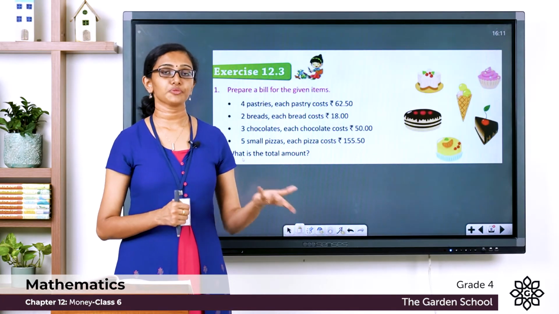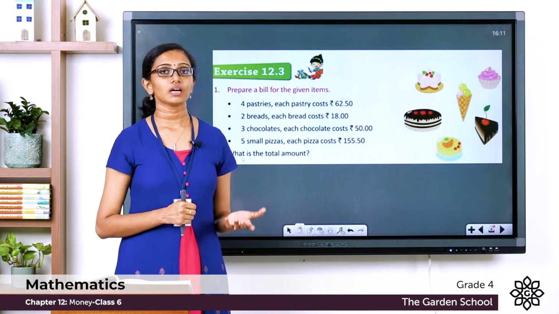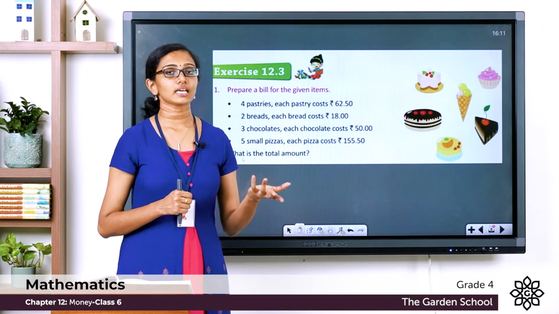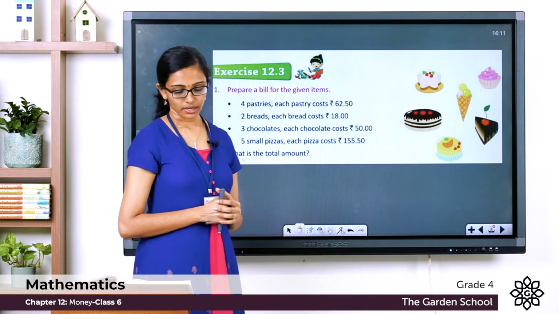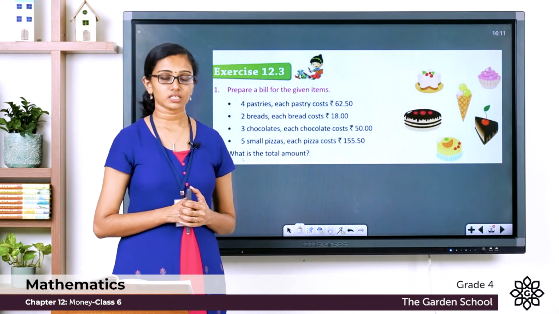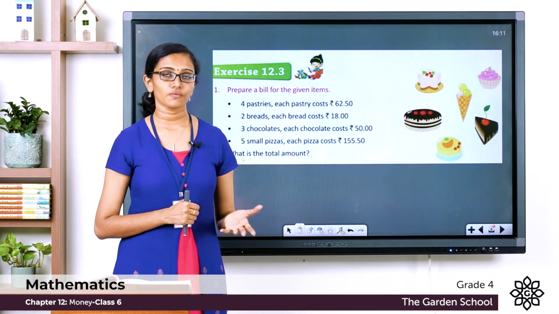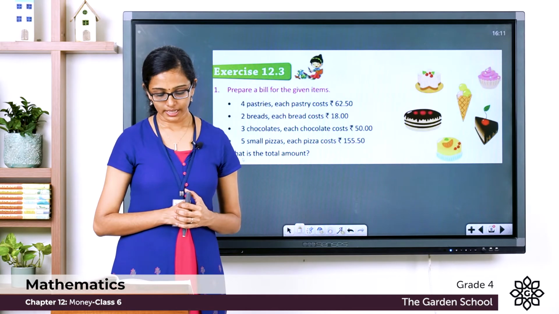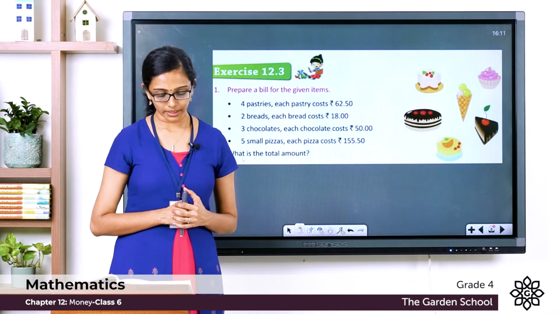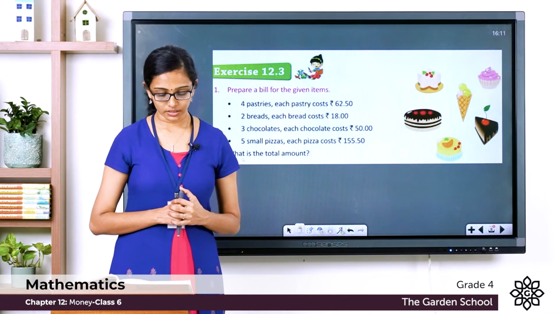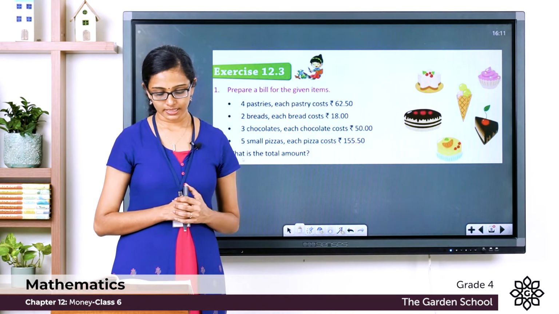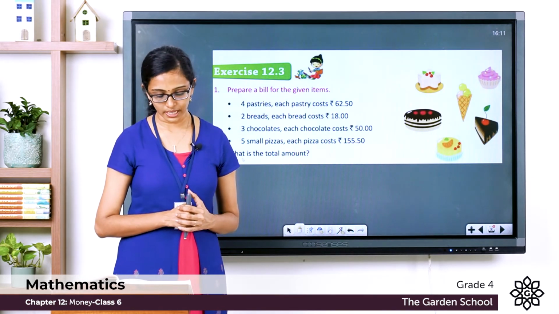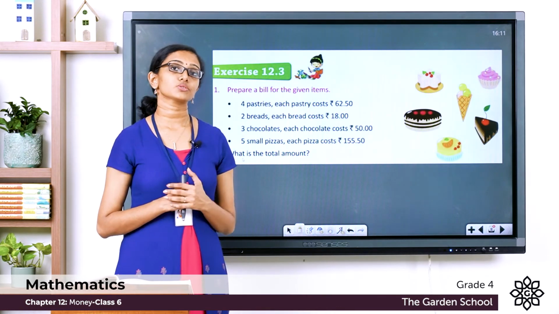So now let's learn how to prepare a bill given the names, the quantities and the prices of a few items. So the first one, 4 pastries, each pastry costs 62 rupee 50 paise. 2 breads, each bread costs 18 rupee. 3 chocolates, each chocolate costs 50 rupee. 5 small pizzas, each pizza costs 155 rupee 50 paise. What is the total amount?